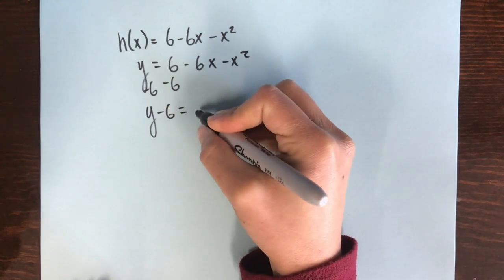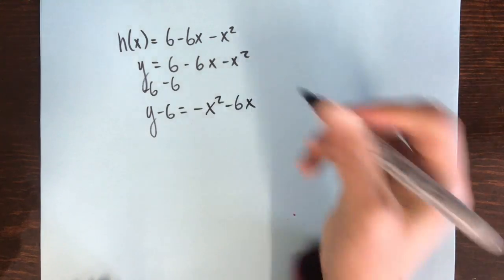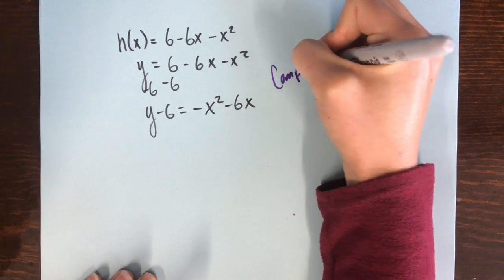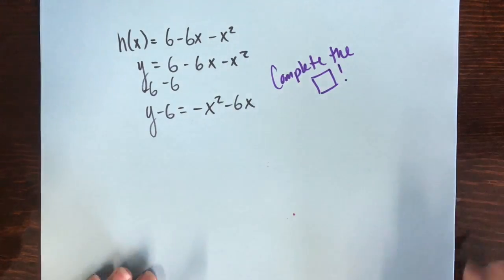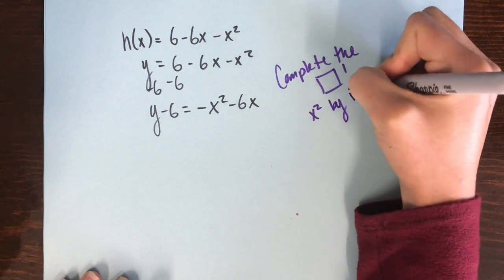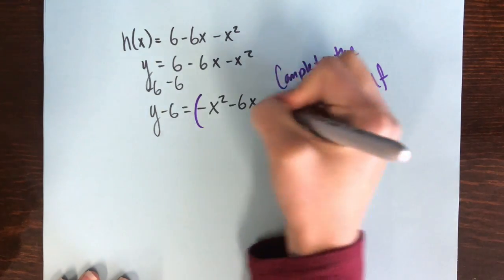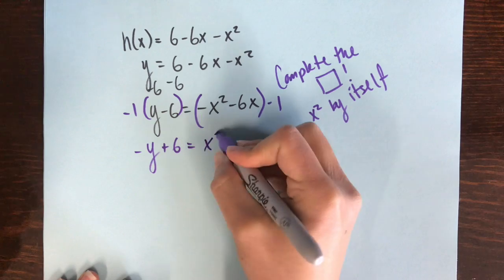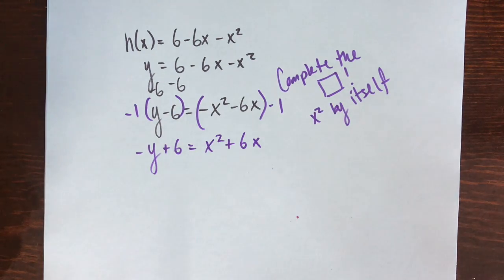And then I'm going to subtract 6 from both sides, so I get y minus 6 is equal to negative x squared minus 6x. So I need to complete the square here, but I do not like that I have negative x squared minus 6x. So what I'm going to do is multiply both sides of the equation by negative 1, so I can just get it out of my way for now, and then I'm going to move it back eventually. But what I get is negative y plus 6 is equal to x squared plus 6x.